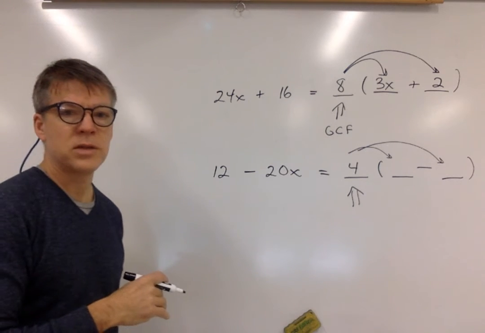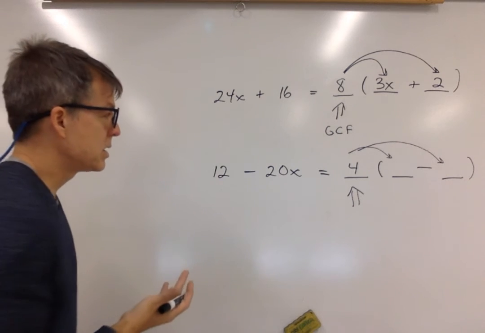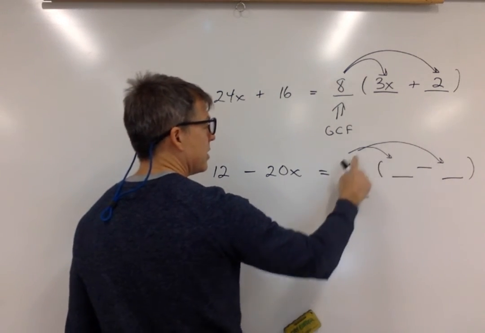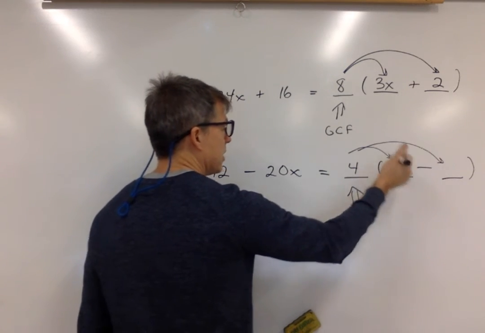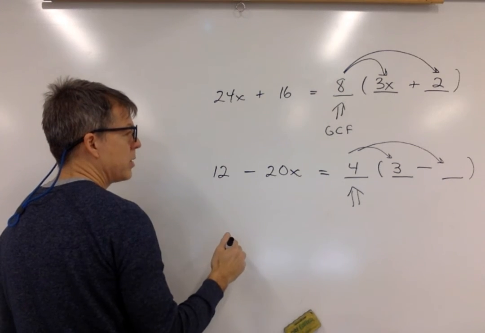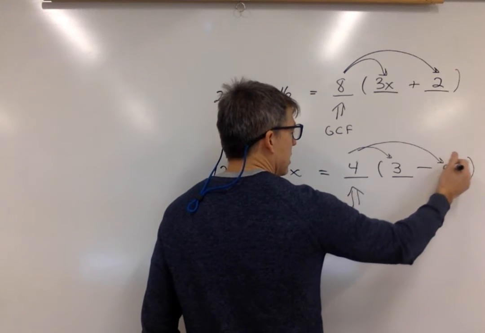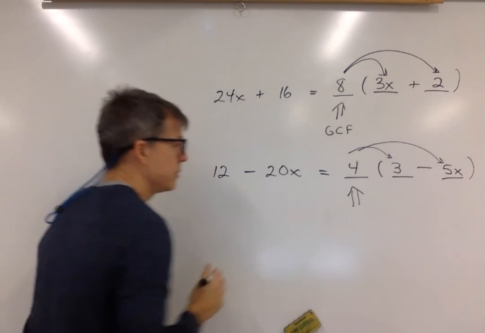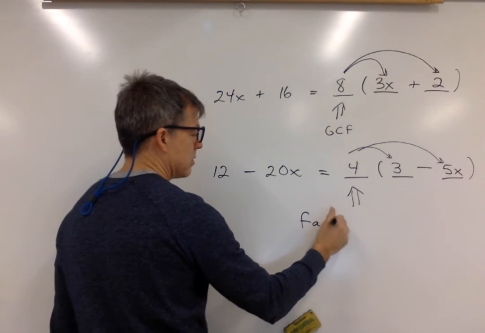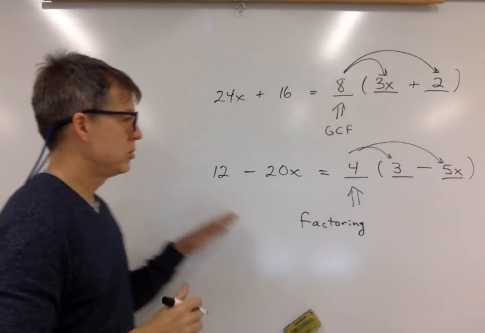You obviously can pause the video if you need some time to think. What I'm seeing is this. I need a 12 out front, so the only way I'm going to get that is if I have 4 times a 3. And then I need a 20x over here, and the only way I'm going to get that is if I have 4 times a negative 5x. So going this way is called factoring.